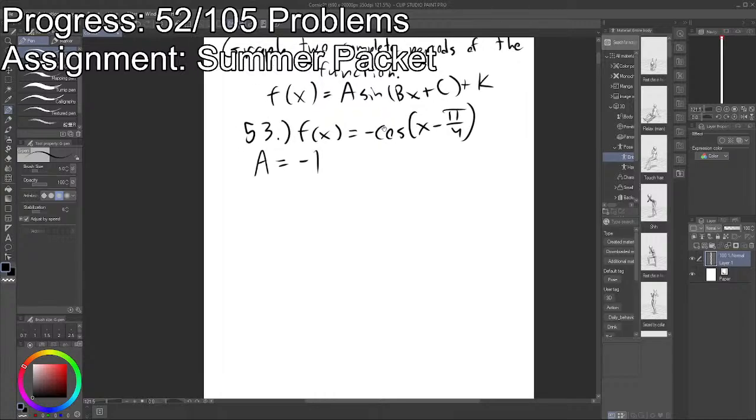Alright. So that's amplitude. B is 1. C is negative pi over 4. Okay. Okay, so amplitude is just 1. It's the absolute value.